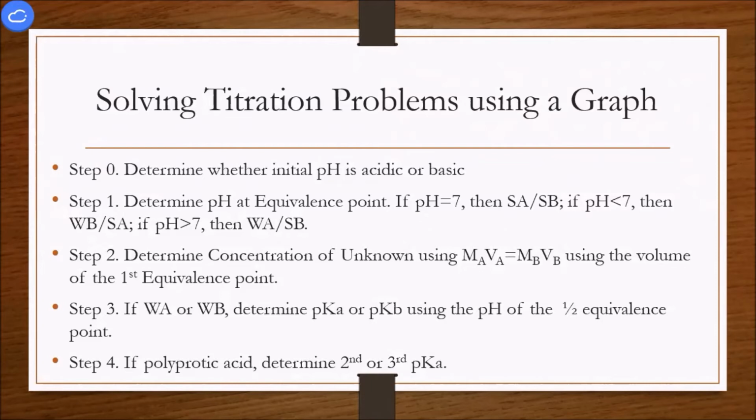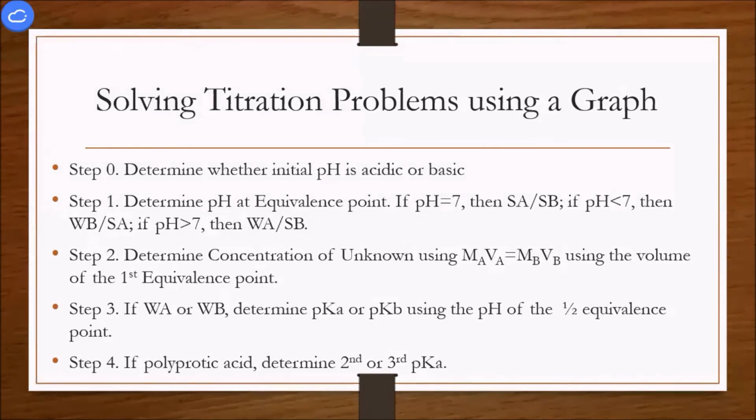Step 2, determine the concentration of the unknown, whether it's acid or base, by using the volume at the first equivalence point. So MA VA equals MB VB. So don't overthink that part. But when I give these problems on tests, people forget about that. That is chapter 4 stuff, that's general chemistry stuff. And we keep on reminding you, but people sometimes forget. If I know the moles of acid, I will know the moles of base at equivalence point.